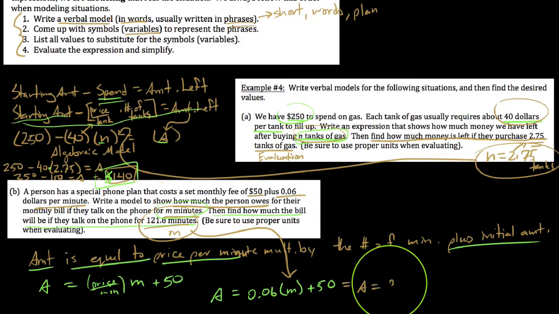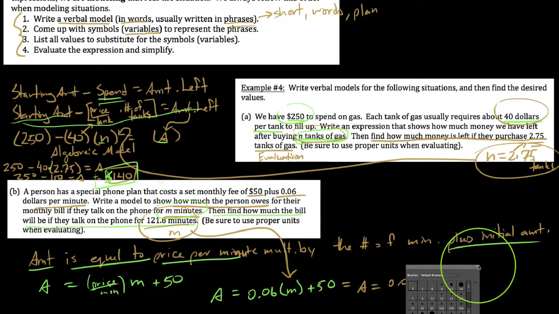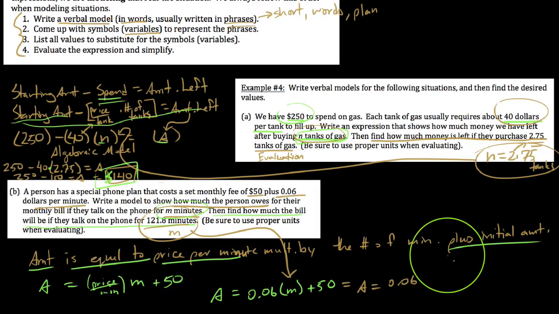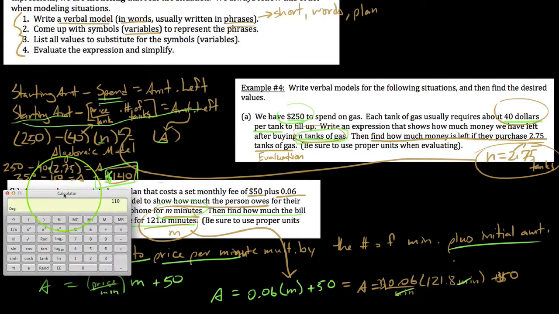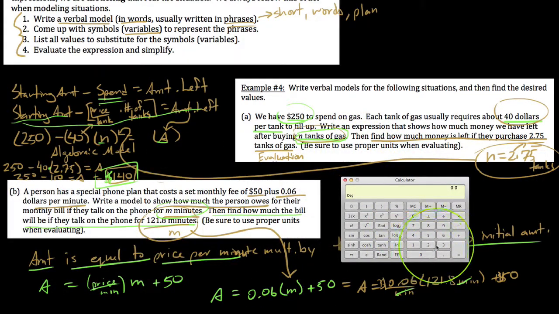The amount would be equal to 0.06 times the number of minutes. We have 121.8 minutes plus $50. And we say this is dollars per minute. So our minutes would cancel out here, and we have dollars times this scalar, this number. We say 0.06 times 121.8, and then we'd say plus 50.